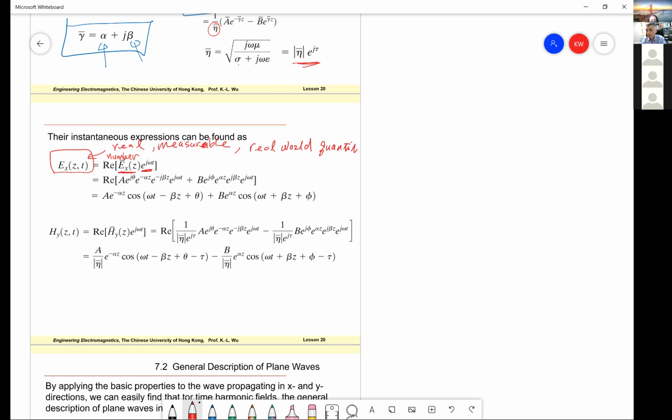But the phasor is a mathematical quantity. It is complex, not a real quantity.